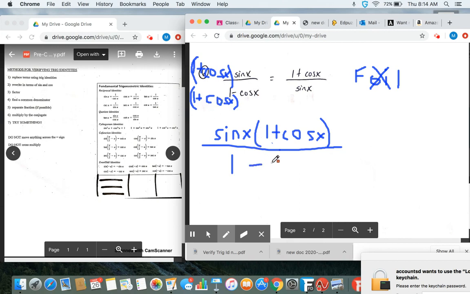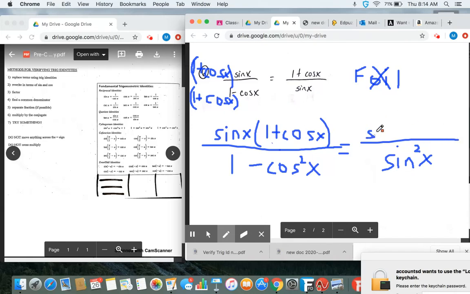And that would give me negative cosine squared x. So again, once we write something like this, we should have in our heads, oh, wait a sec, I've seen this a lot now. This is the Pythagorean identity. I am going to replace this with sine squared x, using the Pythagorean identity.